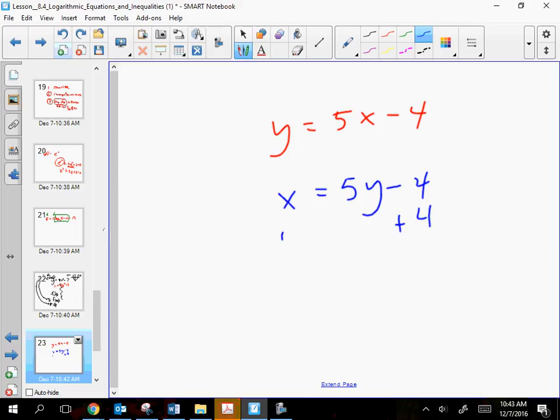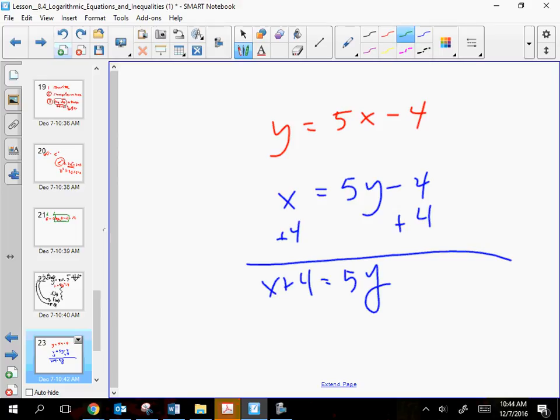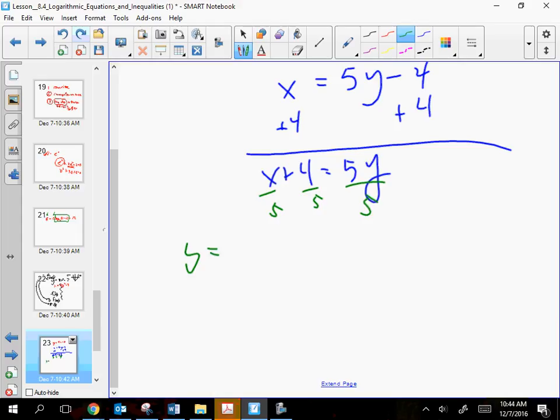Add 4 to both sides. All right, next step, divide by 5. There's 2 ways to do it. Just one big divide by bar, but that gets a little messy because then what you're left with over here, it's really hard to tell what's the slope and what's the y-intercept. So I like to divide by 5 on all 3 parts. That's my preferred way of doing it. Divide 5, divide 5, divide 5. Final answer, y equals 1/5 x, or x over 5, plus 4/5.